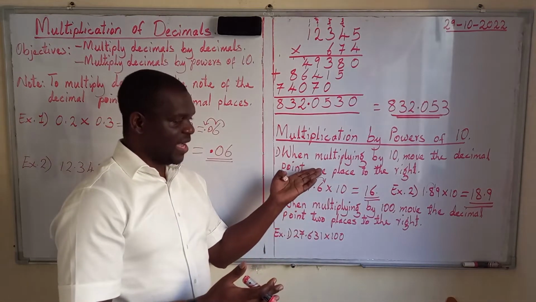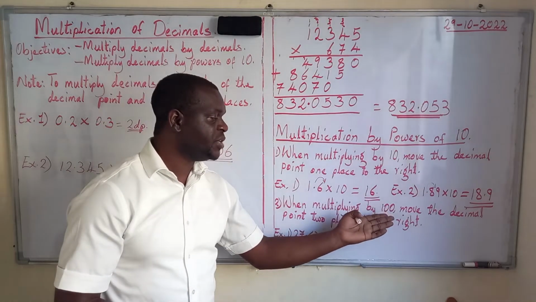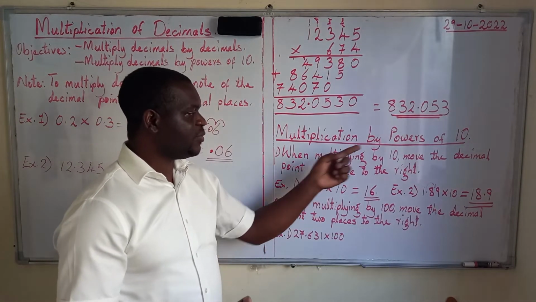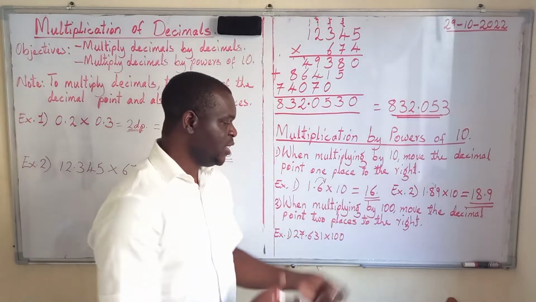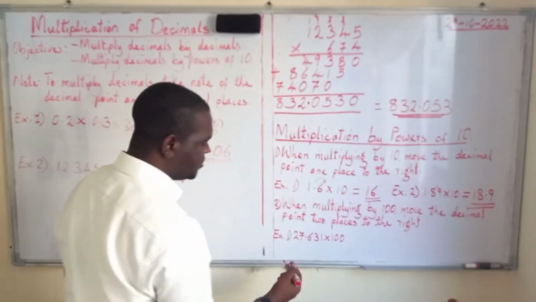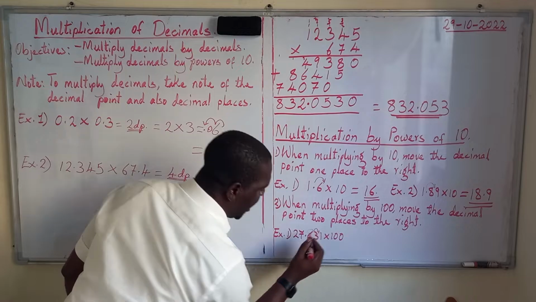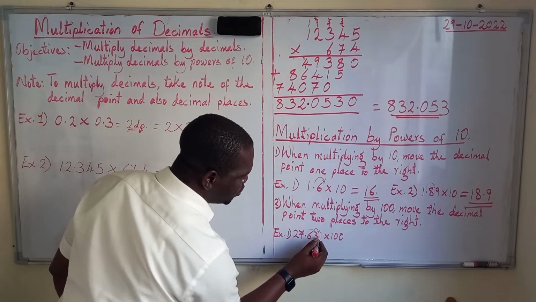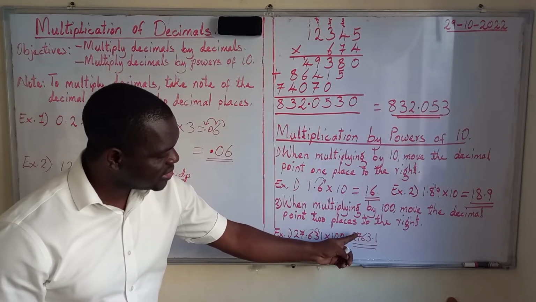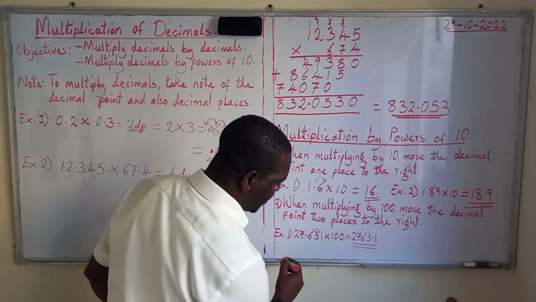Just like example 1 here, or multiplying by 10, when multiplying by 100, move the decimal point 2 places to the right. Instead of 1 time as when multiplying by 10, we move it 2 places to the right because we are multiplying by 100. From where you have this decimal point, we are going to shift it 1, 2, and the decimal point will now be in between 3 and 1. So the answer here will be 2763.1.